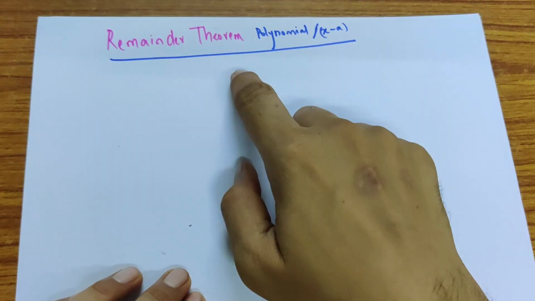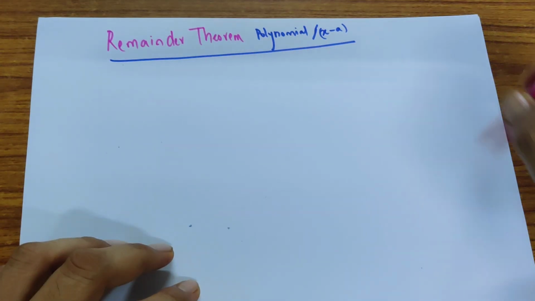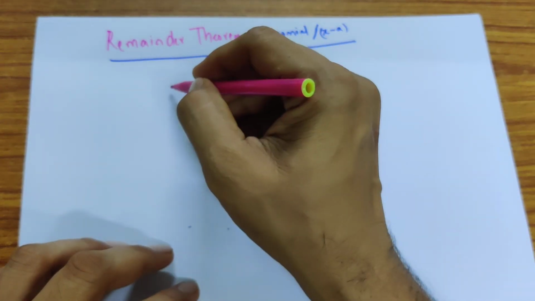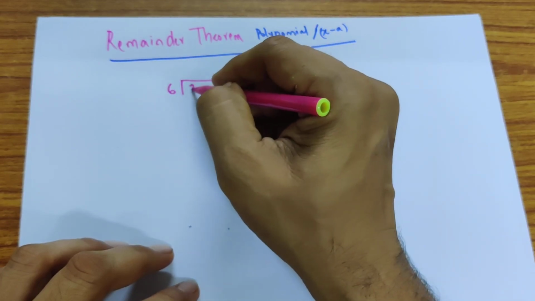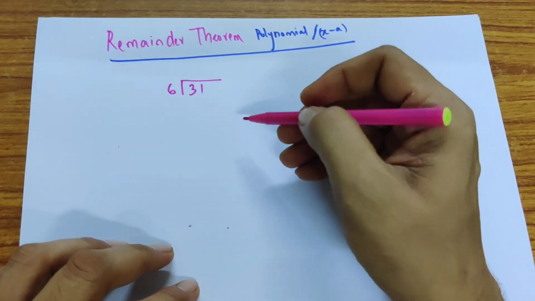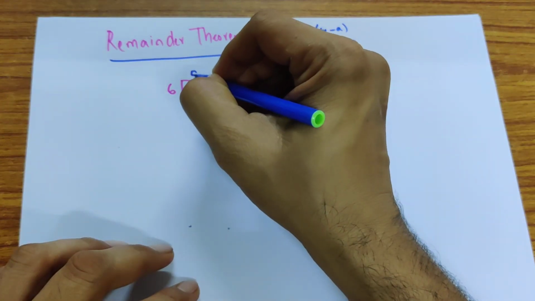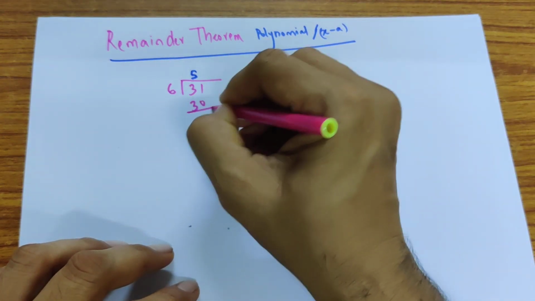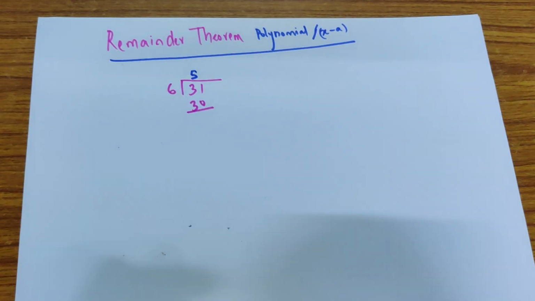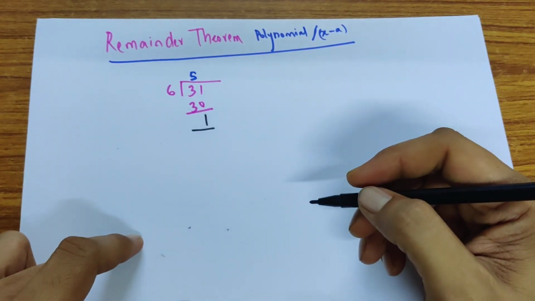So in this video we'll look at the remainder theorem for polynomials, but before that let's look at what a remainder is. Let's take a number. Let's say I divide 31 by 6. 5 times 6 is 30, and what's left is the remainder.